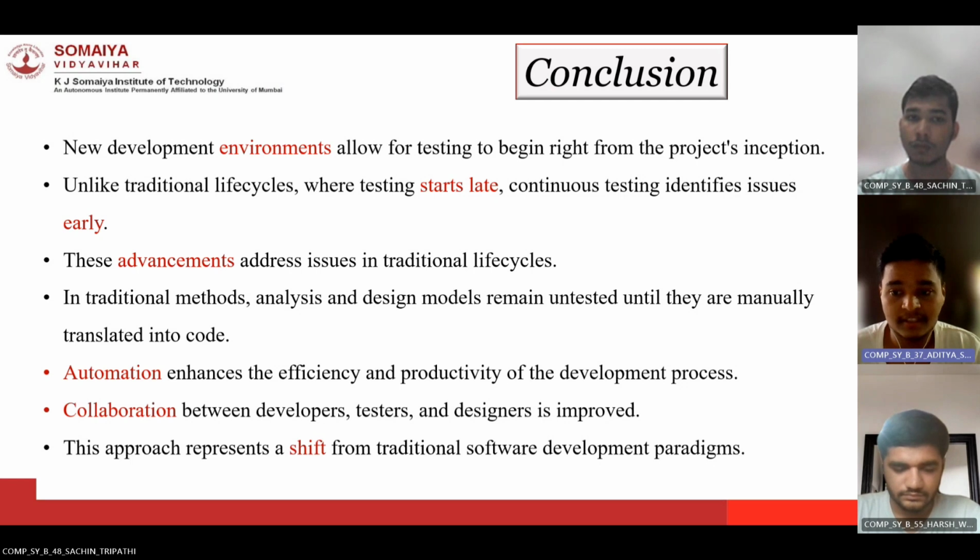These advancements fix issues often found in the traditional methods, where analysis and design models remain untested until someone manually writes the code. The automation, which has been possible due to the progressive life cycle, enhances the efficiency and productivity of the development process. Also, it increases the collaboration between the developers and the testers. So basically, the author wants to convey a shift from the traditional approach to a modern and progressive approach through this research paper. Thank you.